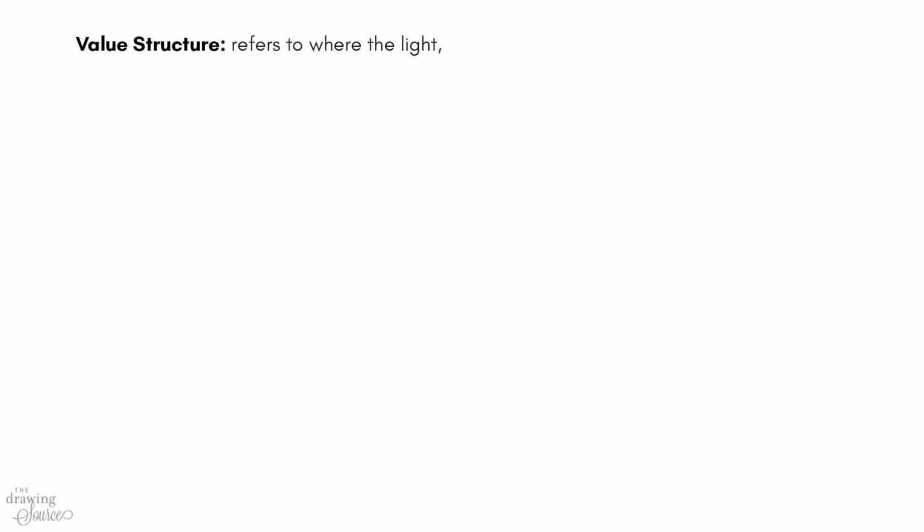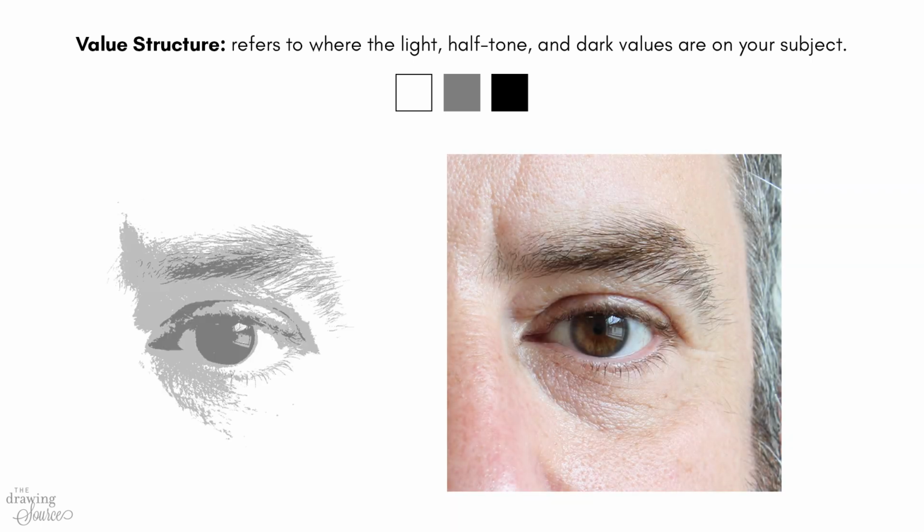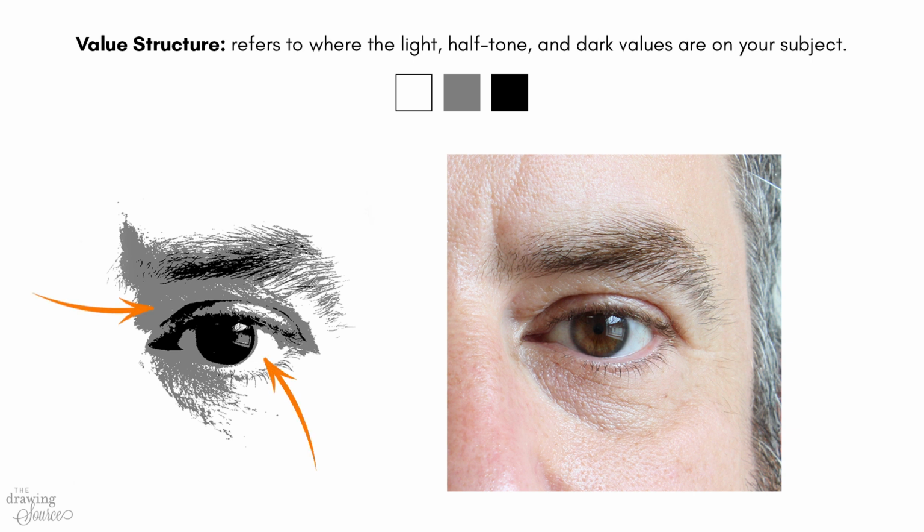Value structure refers to where the light, halftone, and dark areas are on your subject. So imagine drawing this eye using only 3 values: a light value, a middle value, and a dark value. The result is almost a posterized version of the eye. While this might seem overly simplistic, it's essential that you learn to simplify the values of your subject.